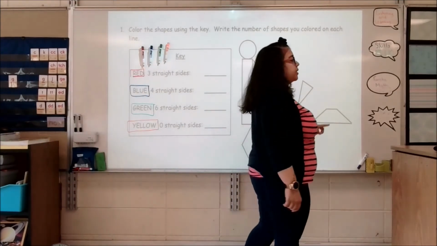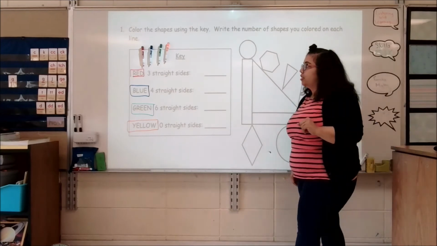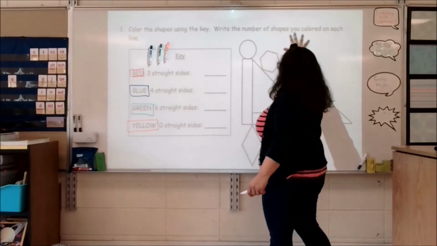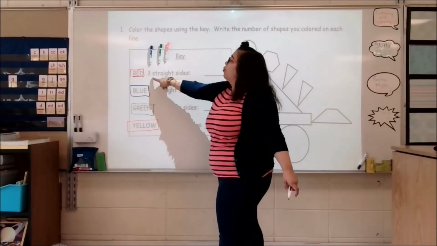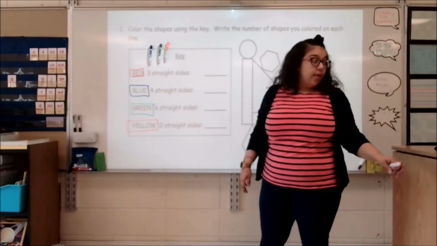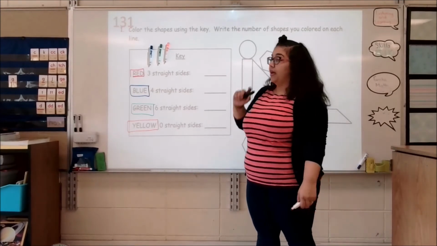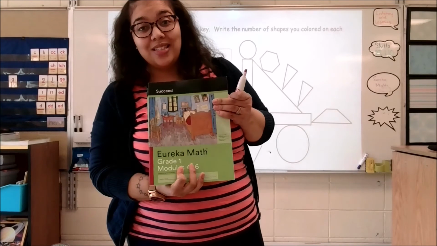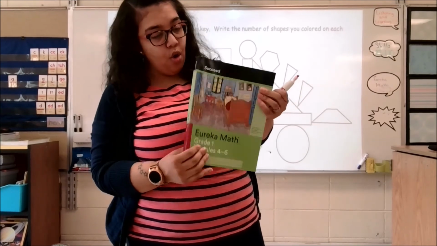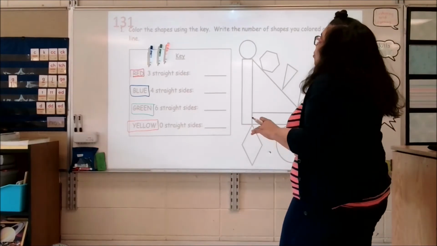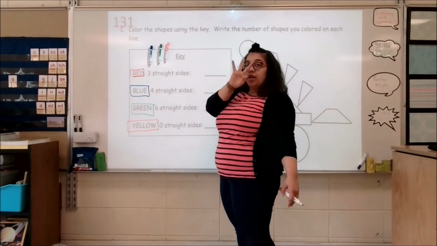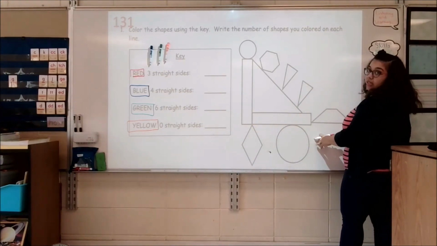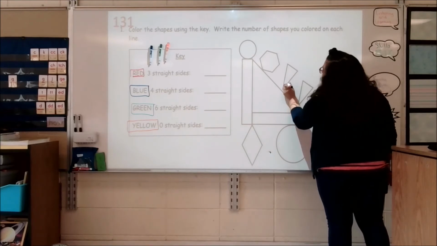So, what are the directions for the color red? I am supposed to color each closed shape with 3 straight sides red, correct? And I left out the part where I tell you it's on page 131 in your Succeed homework book. Again, we're coloring the shapes with 3 straight sides red. So let's find together any 3-sided shapes. Right off the bat, I see this one right here.